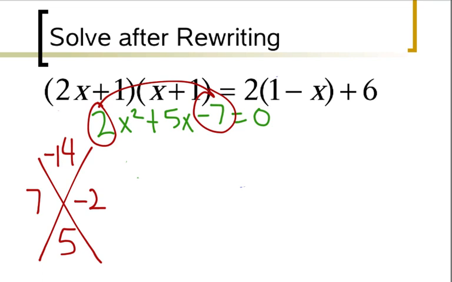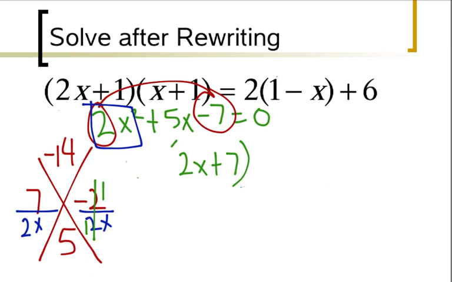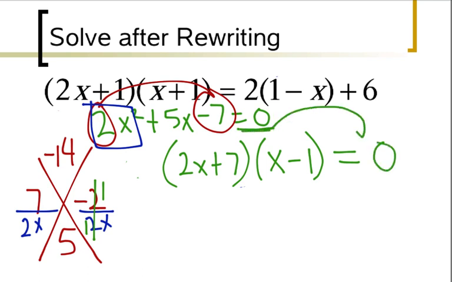And once you get that, you need to divide the 7 and the negative 2 by your 2x. So divide them both by 2x. And these will reduce to be 1. The left-hand side does not reduce, so that gives me 2x plus 7 times x minus 1. And that is now equal to 0 because it was equal to 0 before. So this equals 0 follows us down. And now I set each one of these equal to 0 at the break in the multiplication. And that's going to give me 2x plus 7 equals 0. And then x minus 1 equals 0.